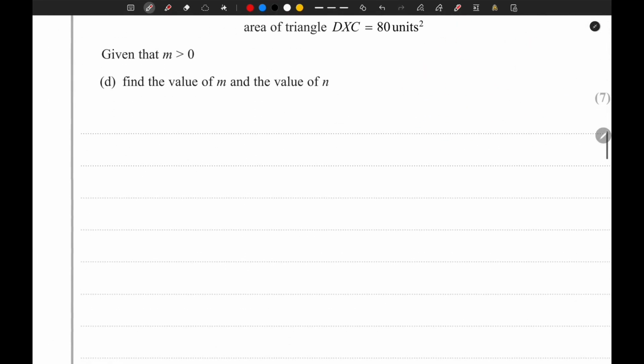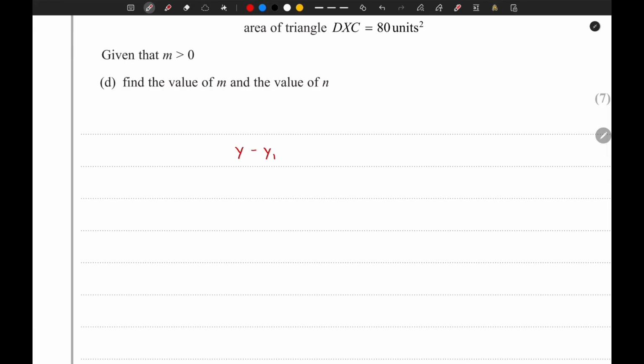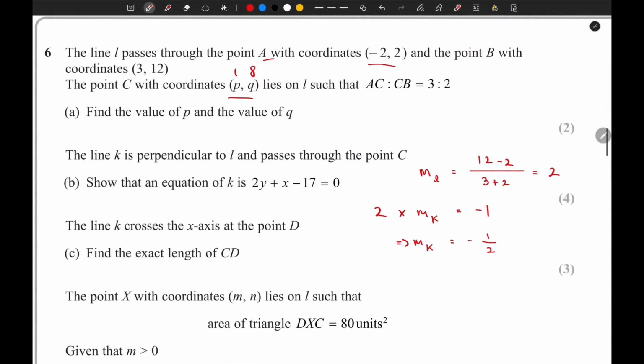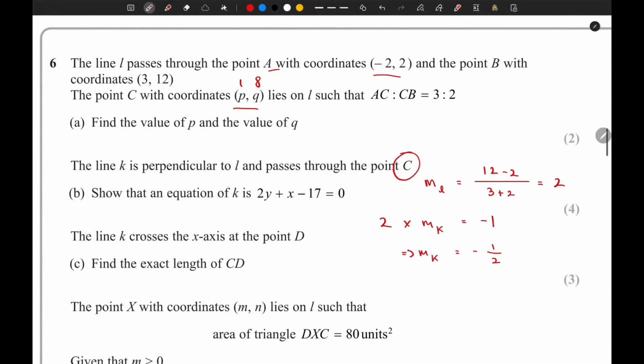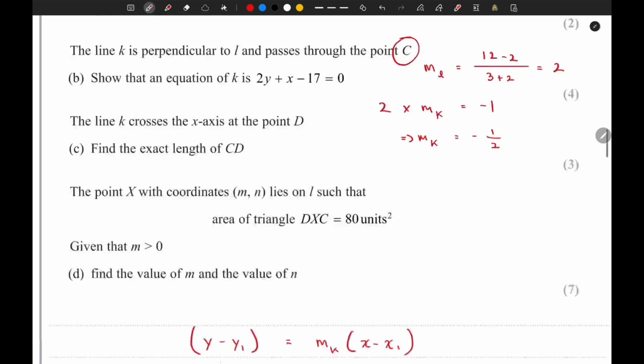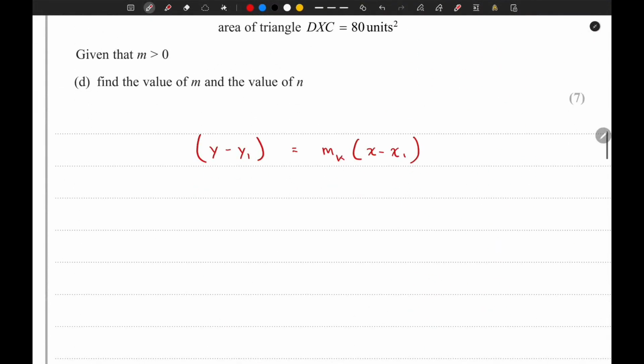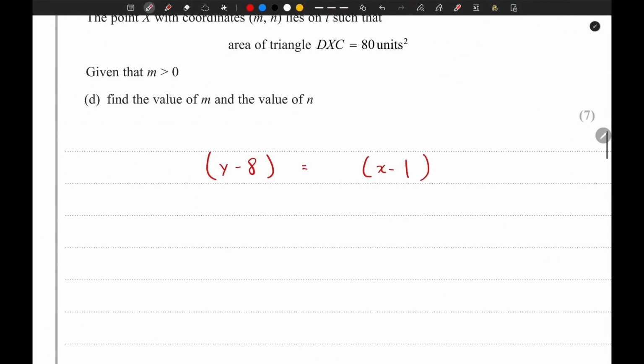And we know that the equation of line K will look something like this: y minus y1 is equals to the gradient of line K, x minus x1. Using this formula, we can find out the equation of line K. Now, line K passes through point C, so we can substitute the coordinates of point C into the equation. The x coordinate is 1 and the y coordinate is 8, and the gradient is -1 over 2. So the equation of line K is y equals minus half x plus 17 over 2.